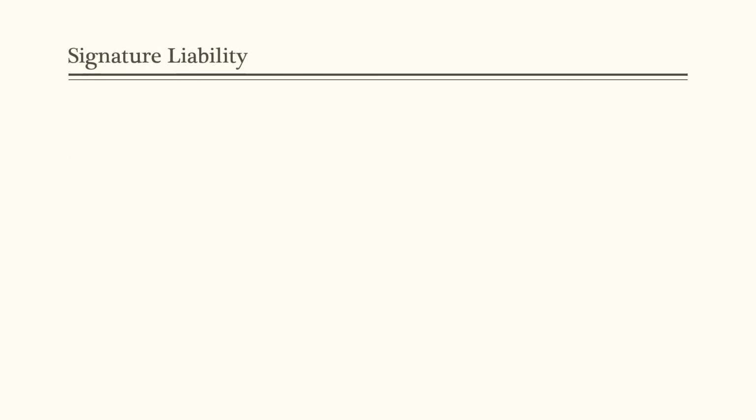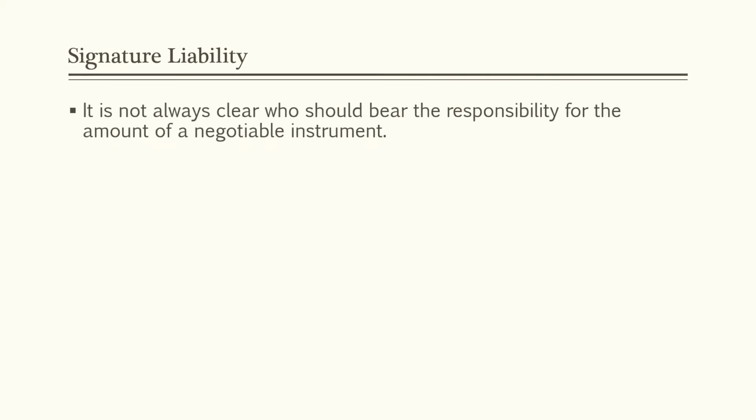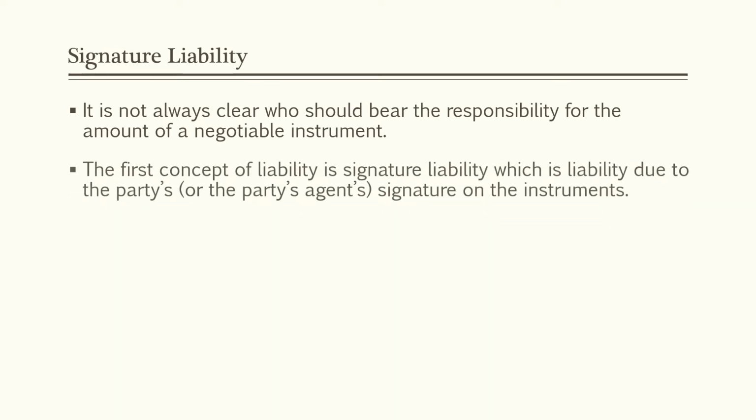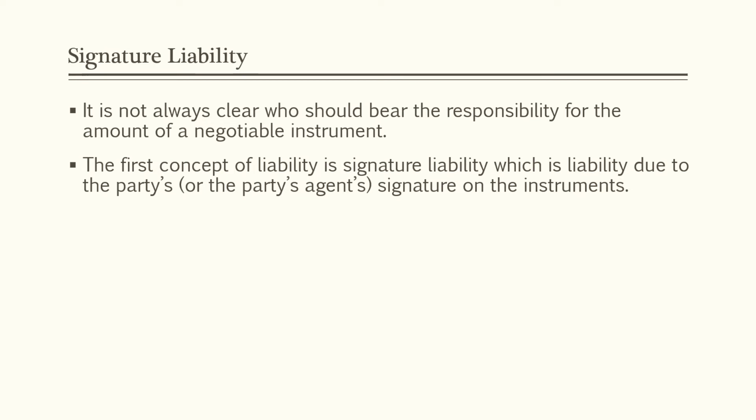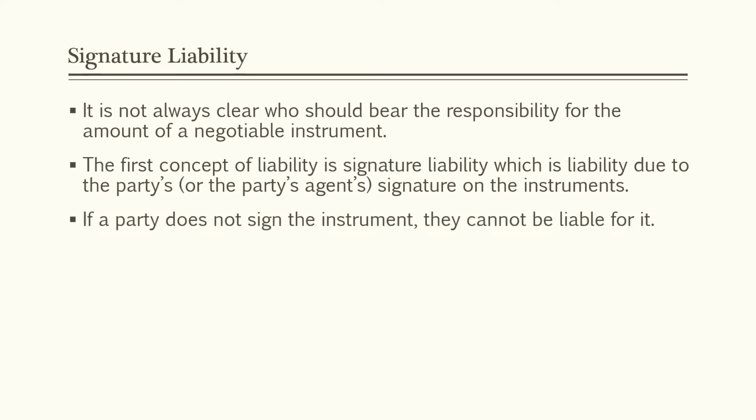Next, we're going to discuss signature liability. It's not always clear who should bear the responsibility for the amount of a negotiable instrument, who has to pay. The first concept of liability is signature liability, which is liability due to the party's or the party's agent's signature on the instrument. If you sign the instrument, you can be liable to pay it. If a party does not sign the instrument, they cannot be liable for it. That is a pretty cut and dried rule of law.